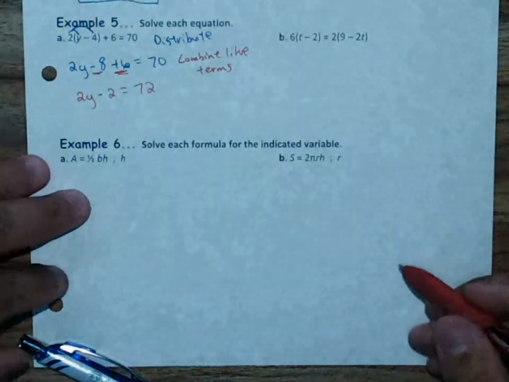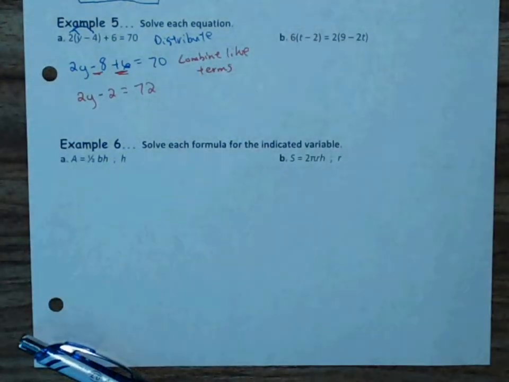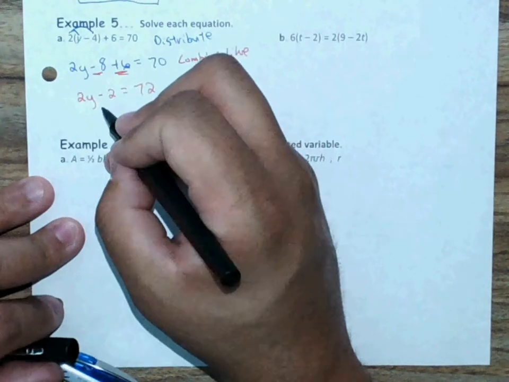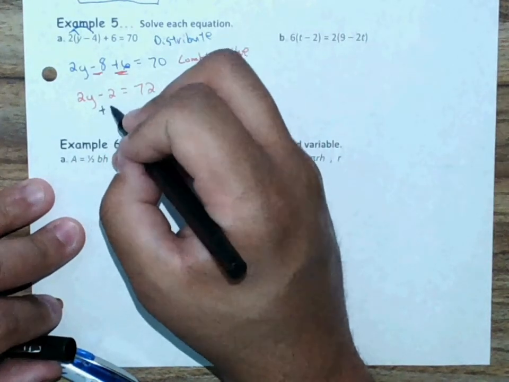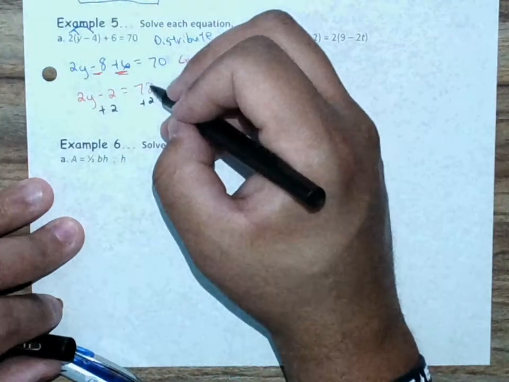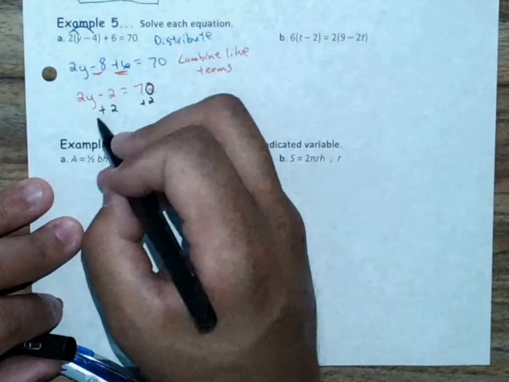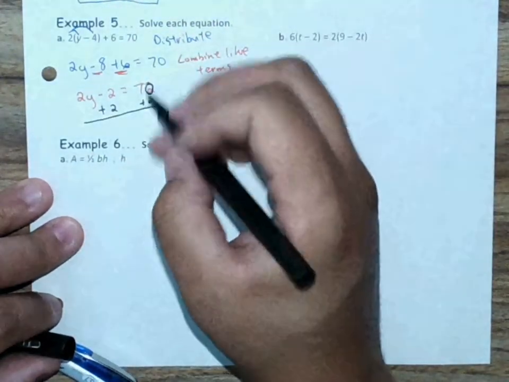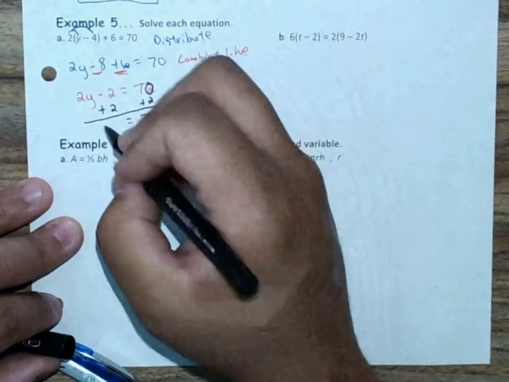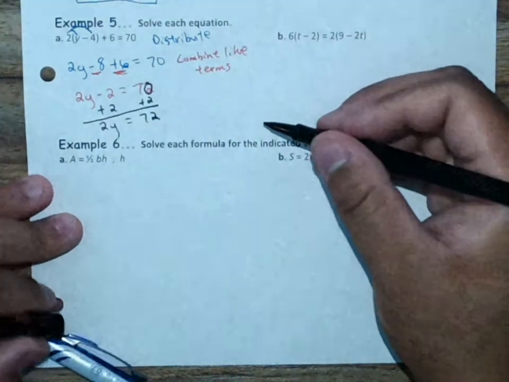I'm trying to get my variable by itself. I'm trying to isolate my variable. So I've got to get rid of that 2. The opposite of subtraction, to undo subtraction, is addition. So I'm going to add 2 to both sides. And I do this sometimes. This was 70, and I think about the next step. So 70 plus 2 is 72. 2y is equal to 72.